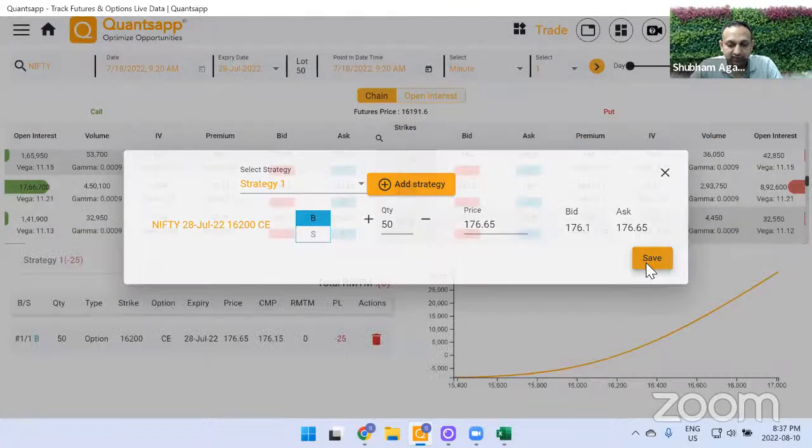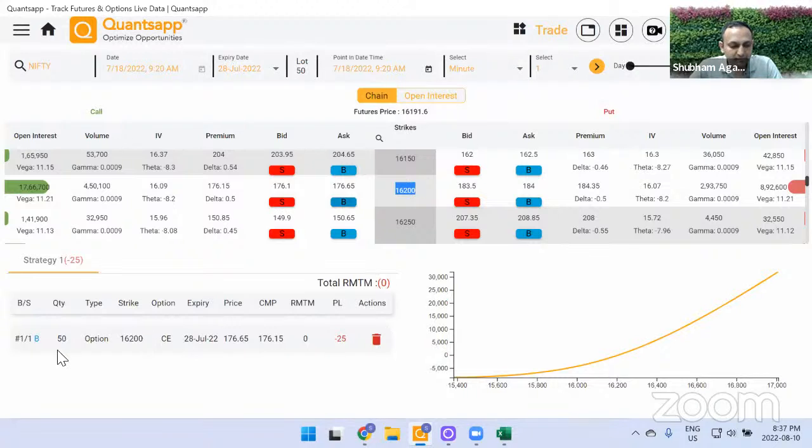And I'll just click on save. Maybe I'll just keep it one lot as it is. Obviously you can do 10 lot, 20 lot, whatever you want to, but I'll just keep one lot so that we can see what is the kind of signal that we have and what is the kind of returns that we can make on this. So I have initiated my trade on 18th of July at 9:20 a.m. At that point of time, the price was 176.65 and I bought one lot of call option.